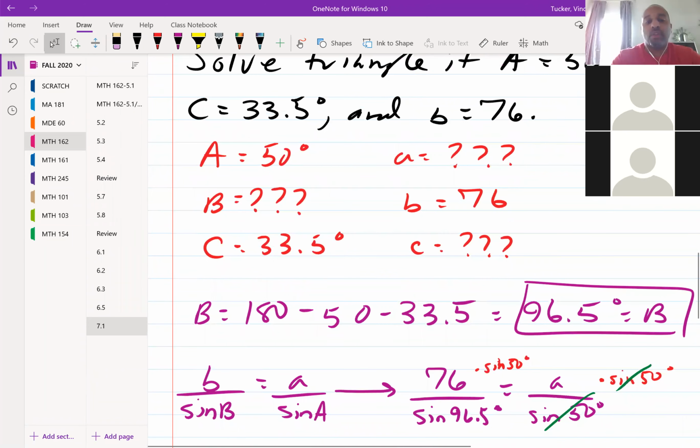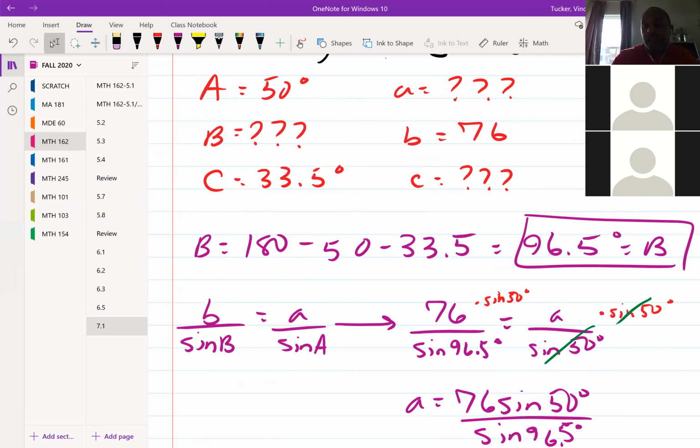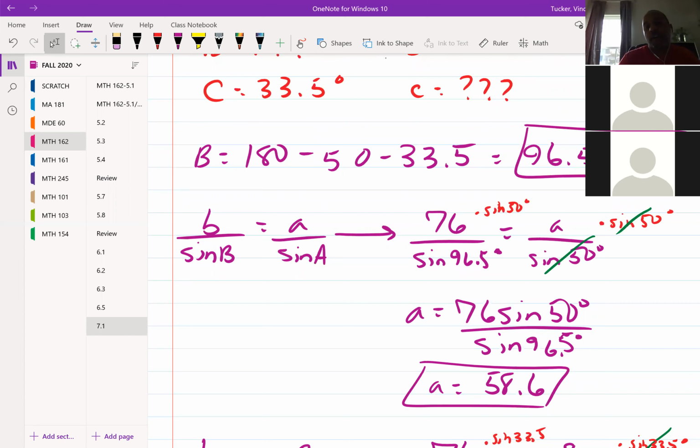From there, we can use lowercase b and capital B to find lowercase a and lowercase c, our sides. We will follow the same procedure that we did in the previous problem. So that'll be 76 over sine of 96.5 equal to a over sine of 50. Multiply both sides by the sine of 50, and then throw 76 sine 50 over sine of 96.5 degrees in your calculator, and that'll be 58.6.